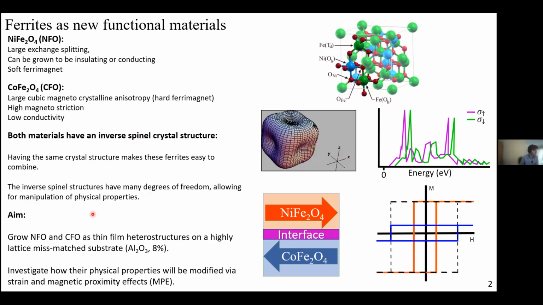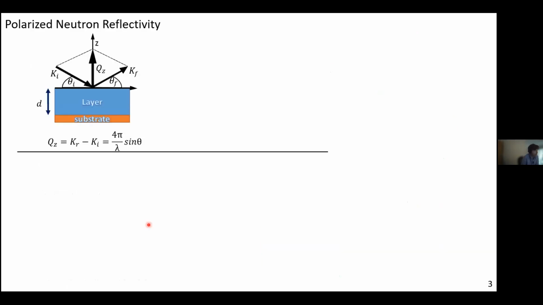So with that in mind, what we wanted to do was grow NFO and CFO as thin film heterostructures on a highly lattice mismatched substrate, in this case aluminum oxide, of around 8%, and we wanted to investigate how the physical properties will be modified by effects such as strain or magnetic proximity effects. Okay, so we need to be able to see magnetization across chemically different layers as a profile of depth on the nanometer length scale. And so in order to look at this, we employed a technique called polarized neutron reflectivity.